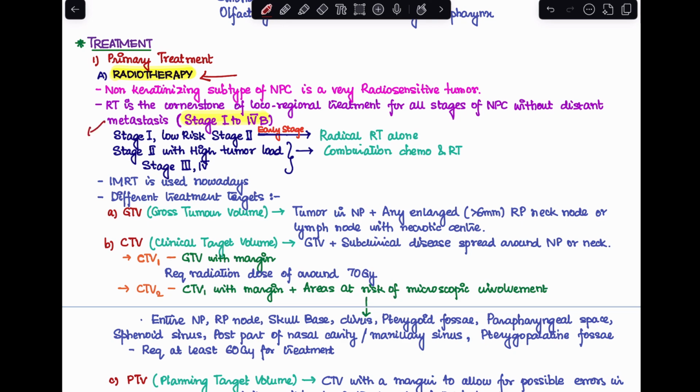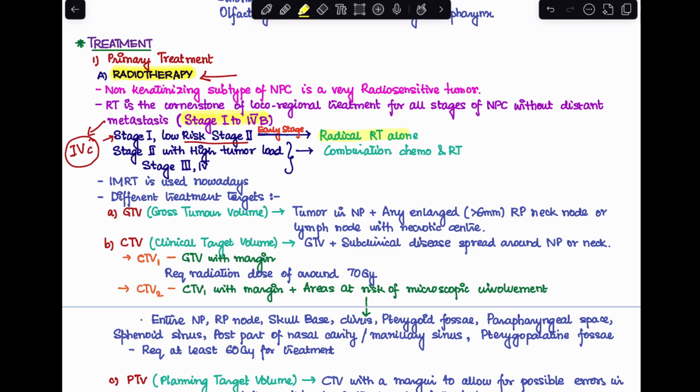So distant metastasis, whenever there is distant metastasis, the stage becomes 4C. That is a different one. But from stage 1 to stage 4B, our main modality of treatment stays to be radiotherapy. So if it is just stage 1 or if it is a low risk stage 2, these are the early stages. In those cases, we just give radical radiotherapy alone.